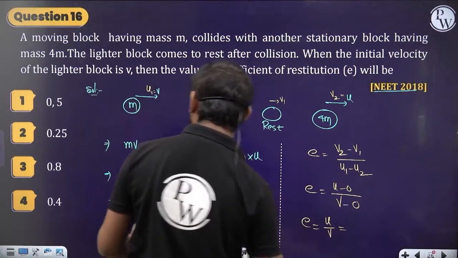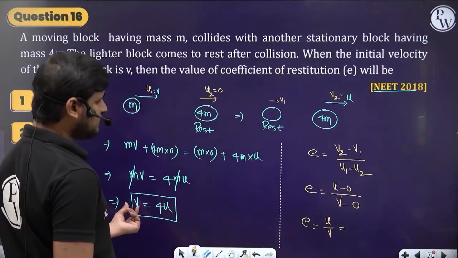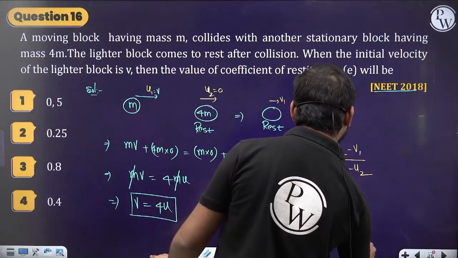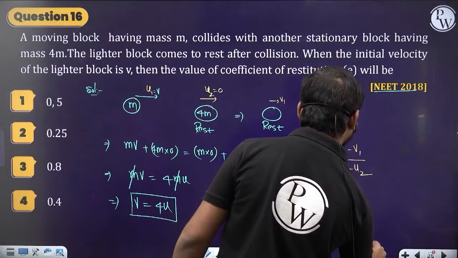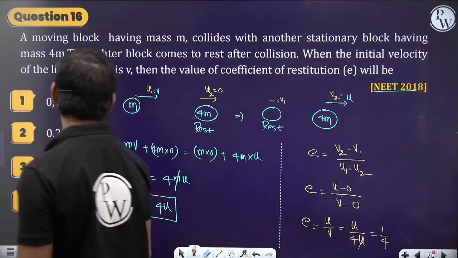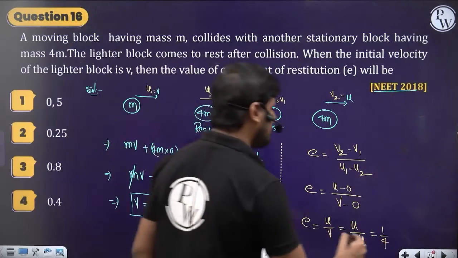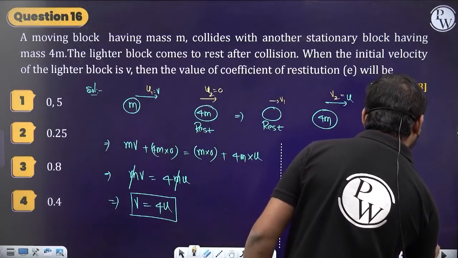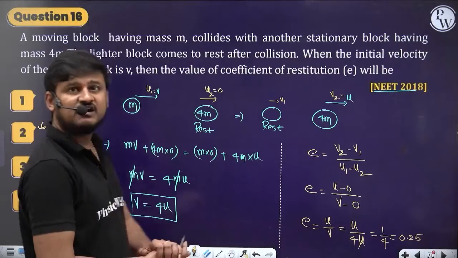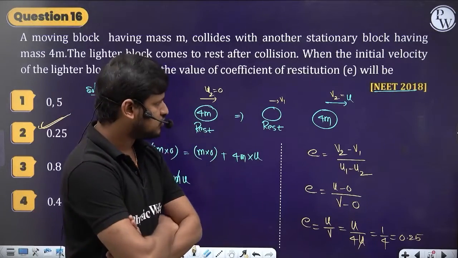Did we get what the u value is? Or else you substitute here: in place of v you substitute 4u. So u cancels, and the coefficient of restitution is 1 by 4. 1 by 4 means I can write 0.25. So the coefficient of restitution is 0.25. Clear? Understood everyone? Chalo, let's move further.